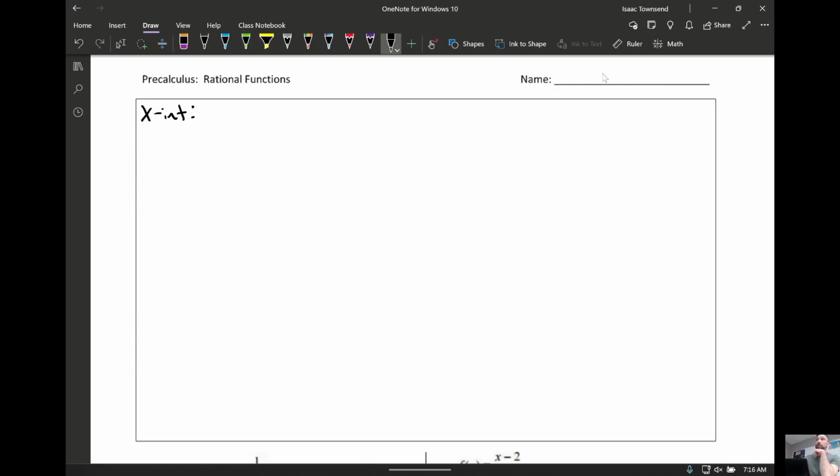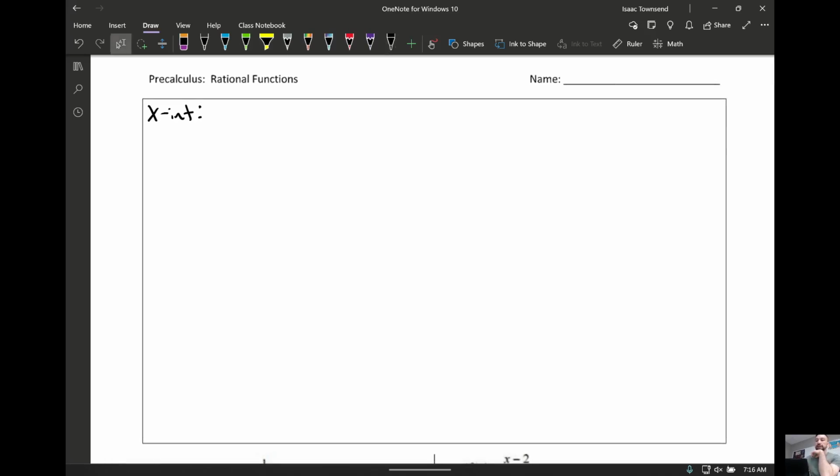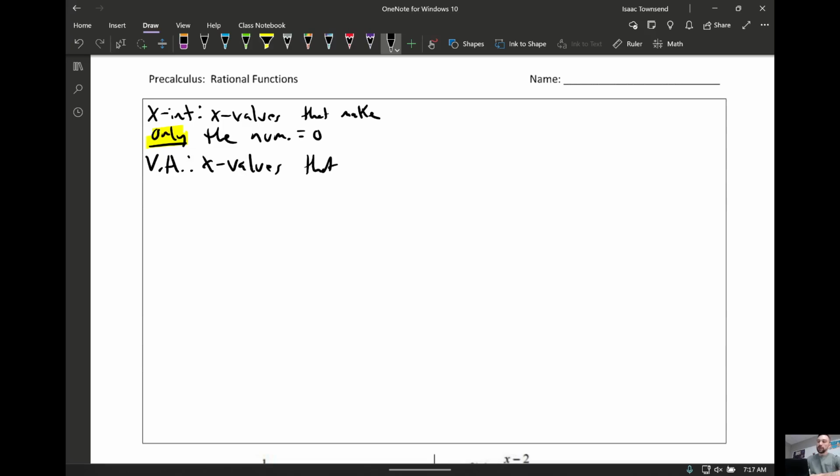But just starting with the three we've already reviewed in this class, which was x-intercept, and this occurs for any x values that make only the numerator equal to 0. Keyword there is only. Vertical asymptotes occur for any x values that make only the denominator equal to 0. Keyword there was only.